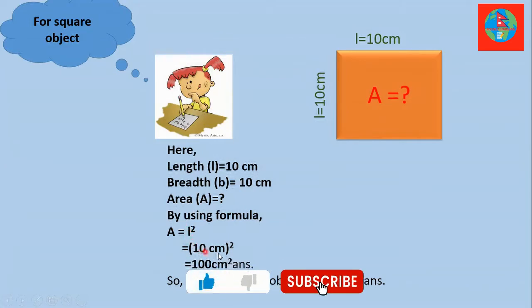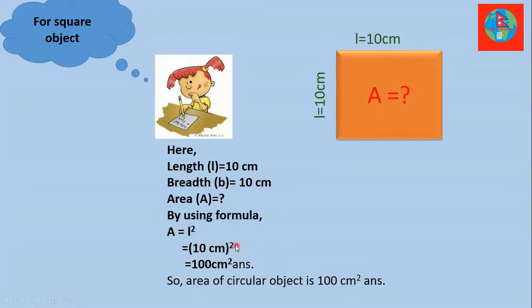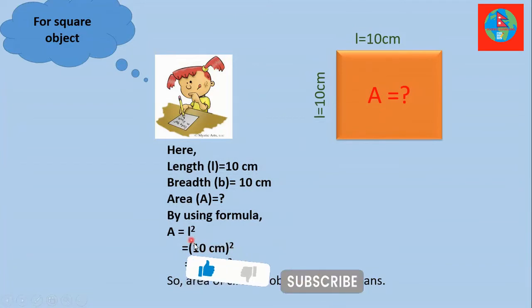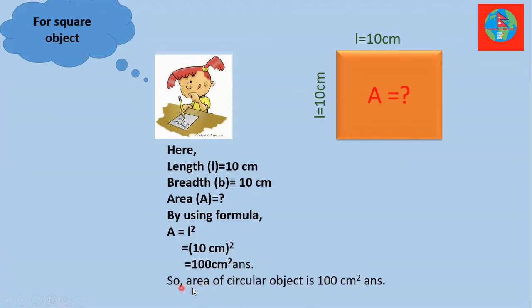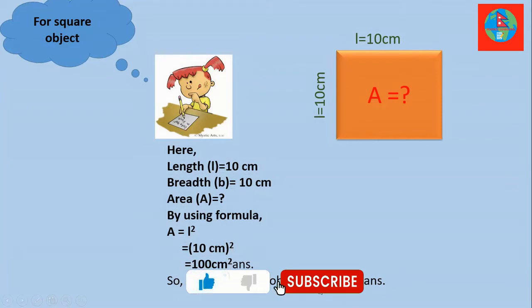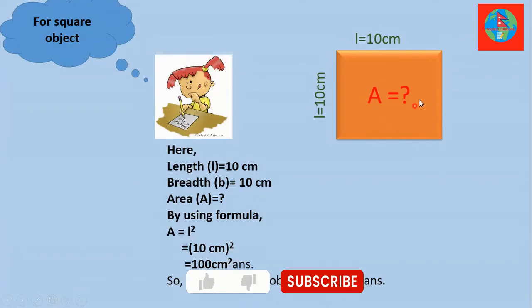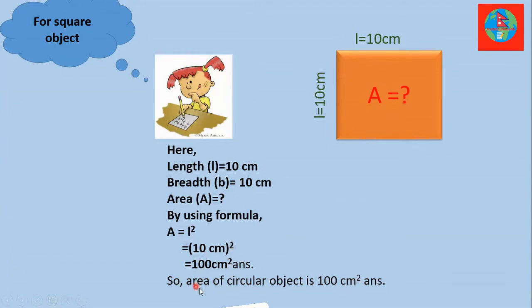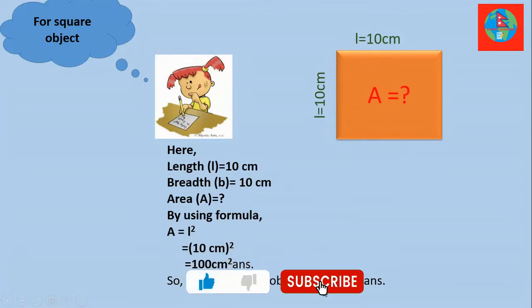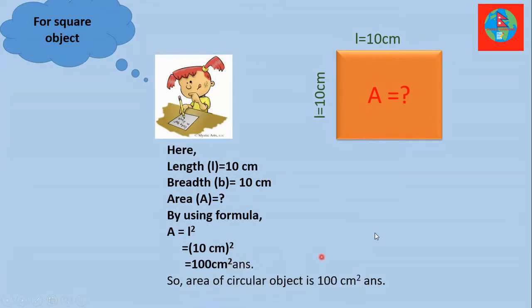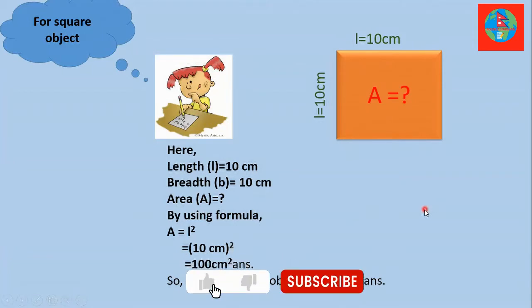So we place the value of L, which is 10 cm. 10 square means 10 into 10. There are two 10s. That's why 10 tens are 100 cm square. Answer: the area of the square object is 100 centimeter square. So how much area do these objects cover? Very good. Are you understanding me?